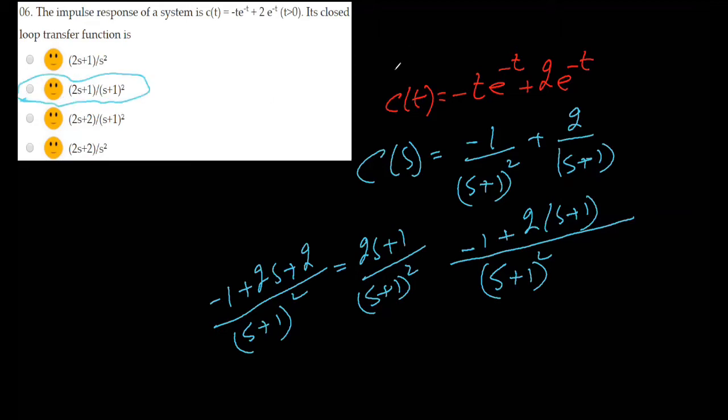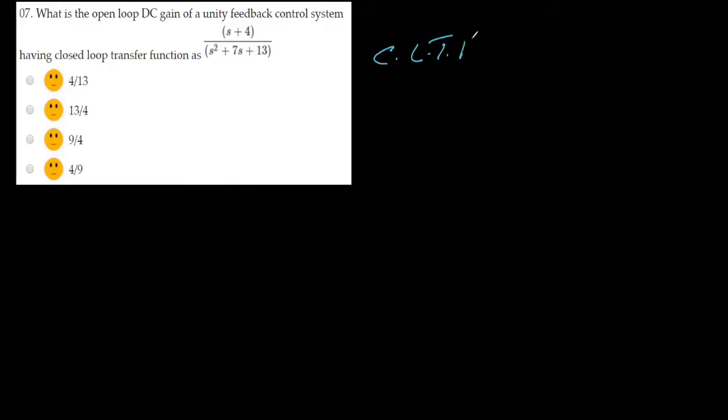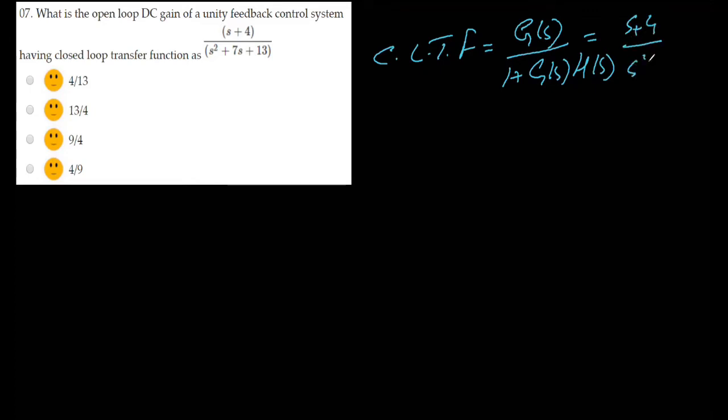Okay, next MCQ is, what is the open loop DC gain of a unity feedback control system having closed loop transfer function given to me, and the closed loop transfer function is (s plus 4) divided by (s square plus 7s plus 13).